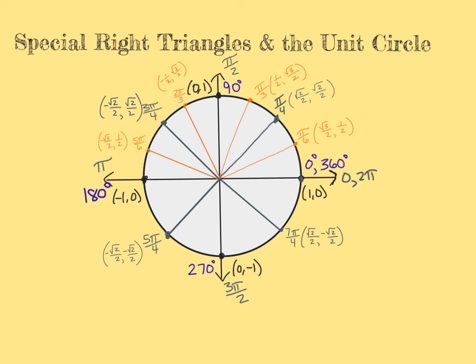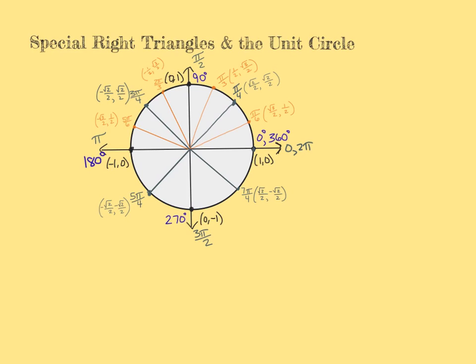I realize this is a lot in one single video. But I just wanted to show you the symmetry of the unit circle and also how those special right triangles allow us to find what the coordinate points are on that unit circle. The last thing that we're going to talk about today is the equation of the circle and how that relates to sine and cosine.